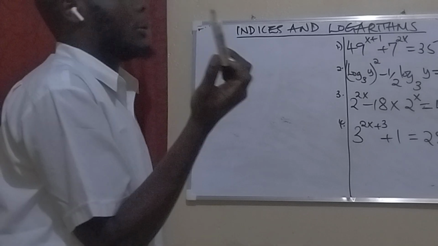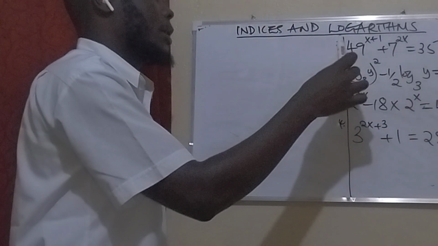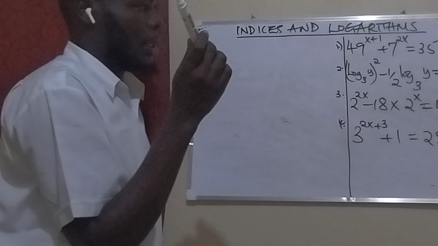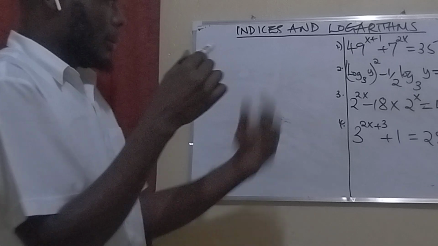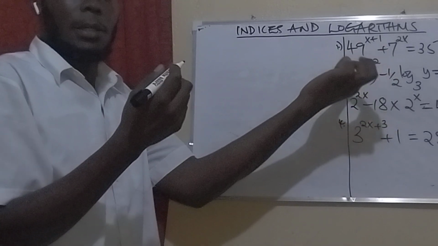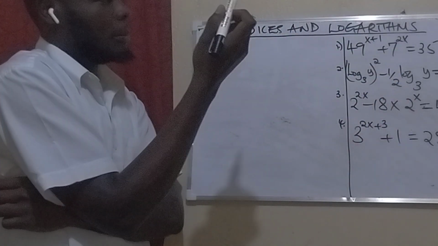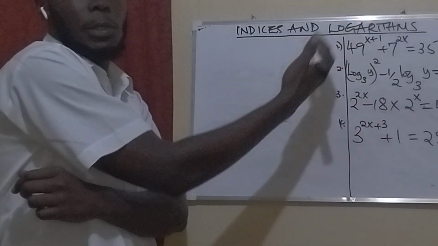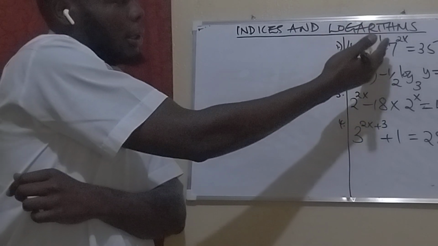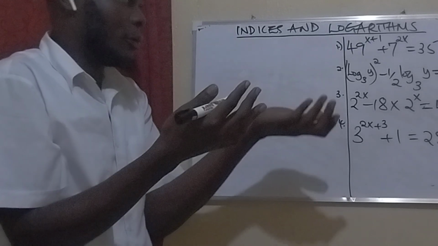So when you get such a question, first of all, examine that question and see if you can write all of them to the same base. If you cannot write all of them to the same base, then it means maybe there are some manipulations which you need to do, or maybe you need to substitute one of the indices with a certain value, then eventually maybe it will form a quadratic equation, then you solve.